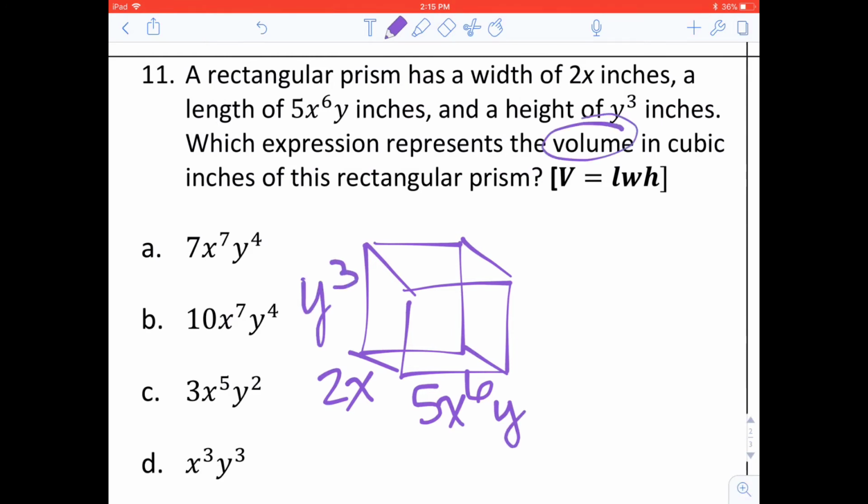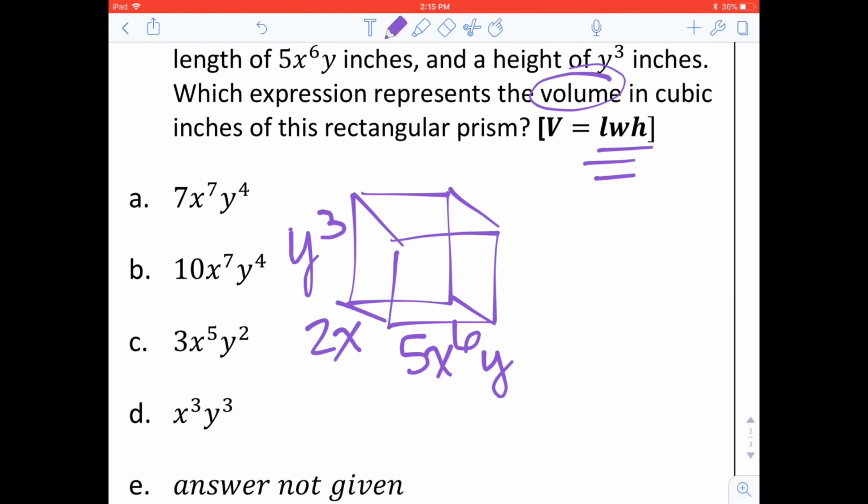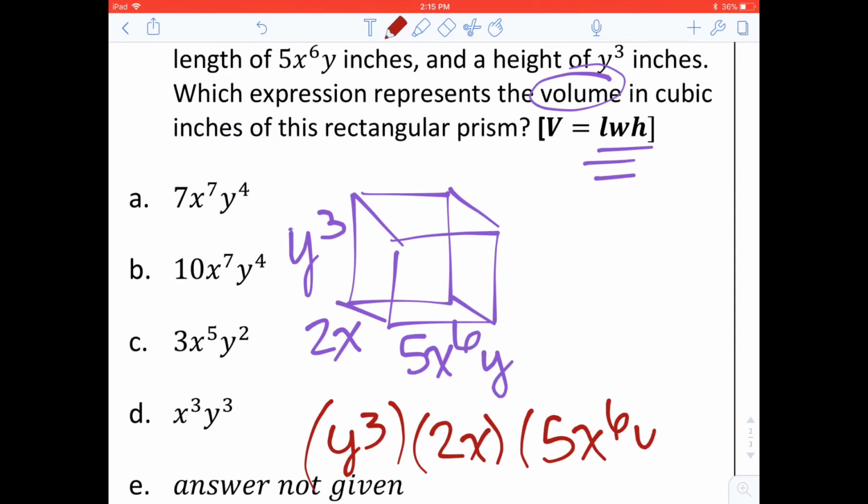What is the volume? Volume is length times width times height. So we need to multiply these 3 terms together. So let's do that here. So we're going to go y to the third times 2x times 5x to the sixth y. It doesn't matter what order you go in. And I'll put my big numbers here in front of y. It's actually going to be a 1. So let's multiply our big numbers. 1 times 2 is 2 times 5 is going to give me 10.